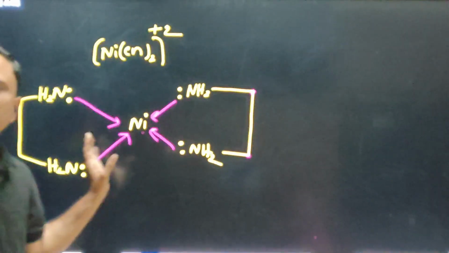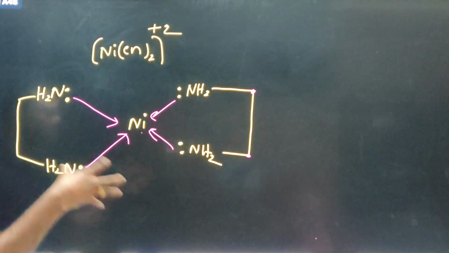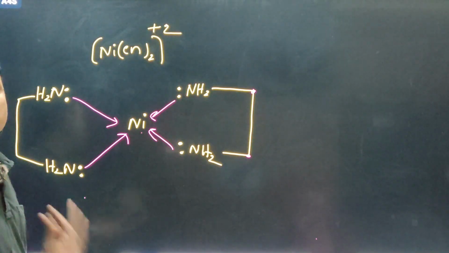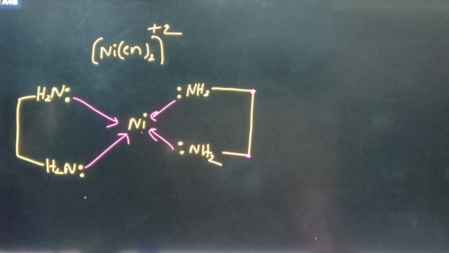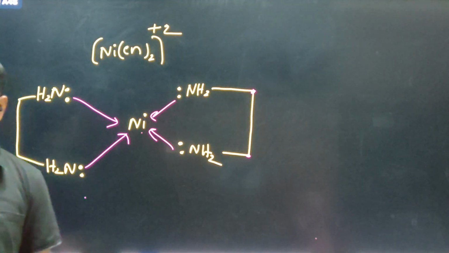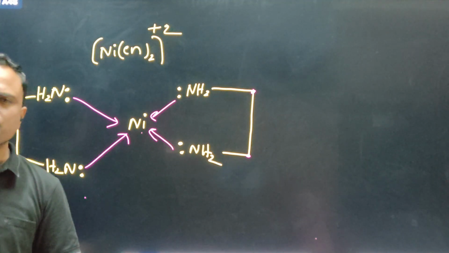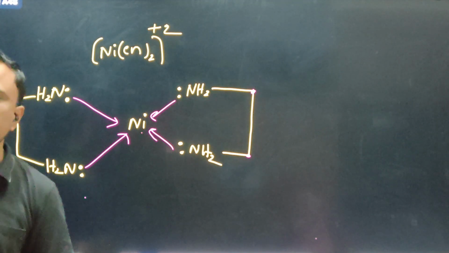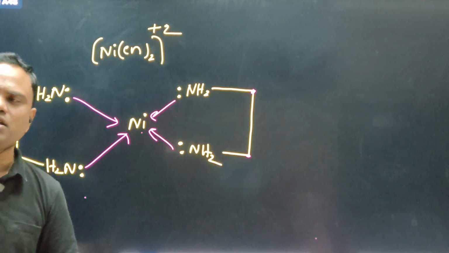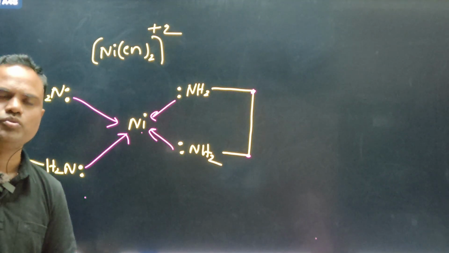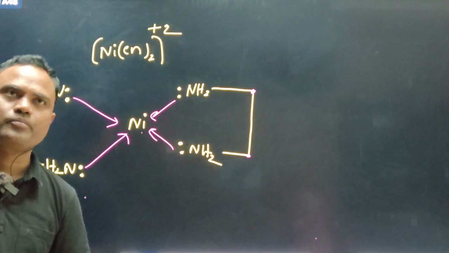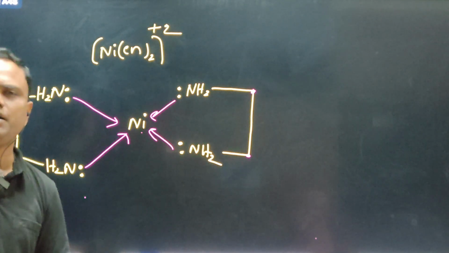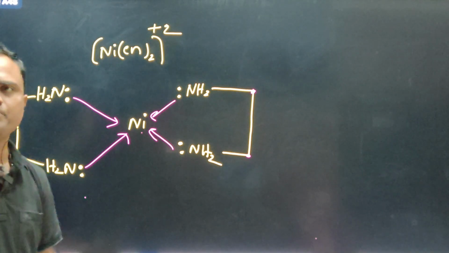Total how many rings are forming? 2 rings are forming. 2 chelates are forming. In each chelate, means in each ring, 5 atoms are present. You tell me, glycinato is which category ligand? Bidentate mononegative. Let us see another example.